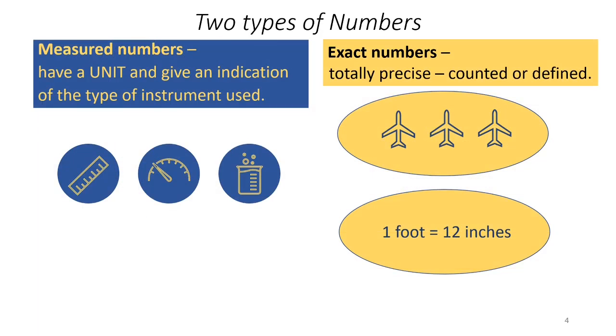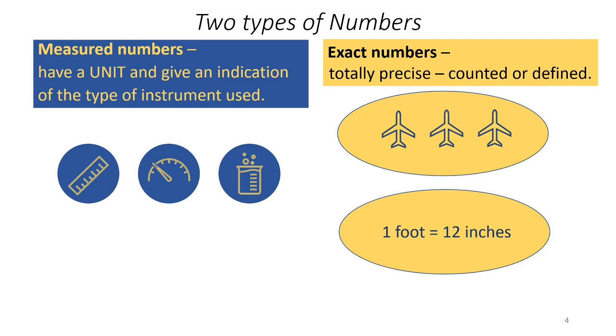We need to make a distinction between measurements and exact numbers. Measurements have a unit and give an indication of the type of instrument used to make them. I'll explain this more in a moment. There's always some uncertainty in a measurement. On the other hand, exact numbers have no uncertainty. Exact numbers are those that come from counting objects.